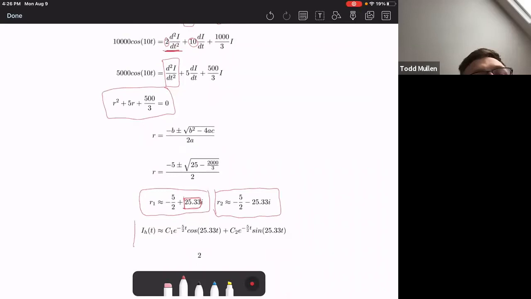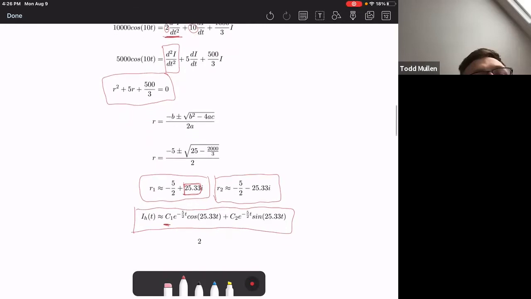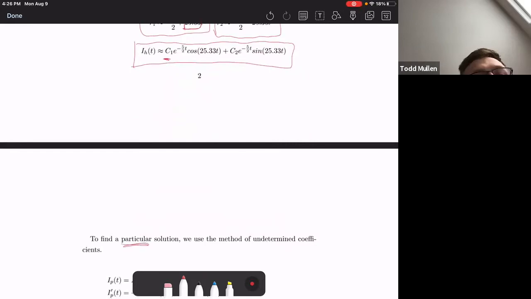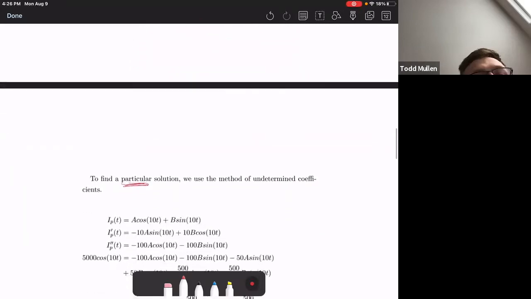So our homogeneous solution is that I is approximately equal to C1 times e to the -5/2t times cos 25.33t plus C2 e to the -5/2t sine 25.33t. To find a particular solution, we use the method of undetermined coefficients.